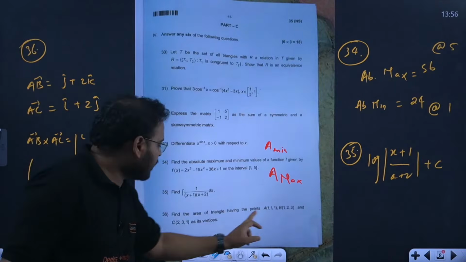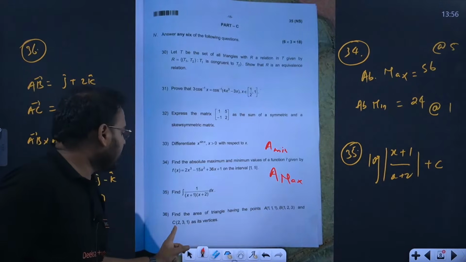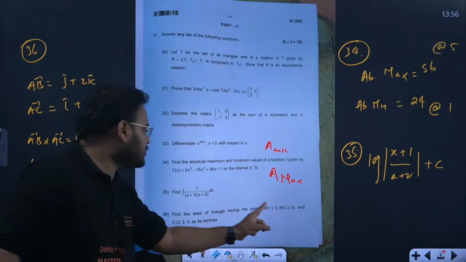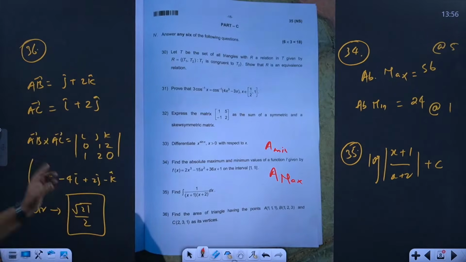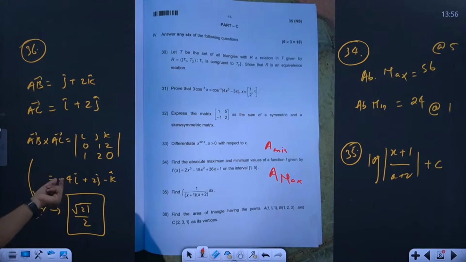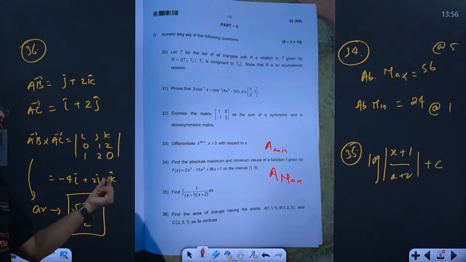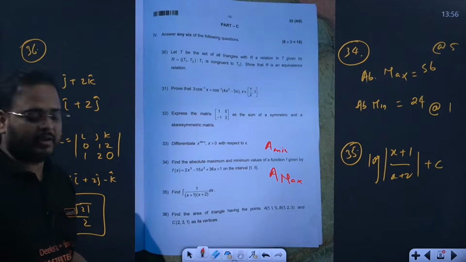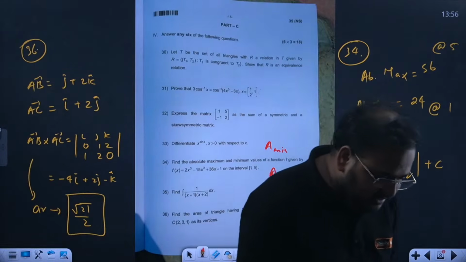For AC, go from A to C. It is 1, 1, 1, 2, 3, 1. So 2 minus 1 is 1, 3 minus 1 is 2, and 1 minus 1 will become 0. We get i and 2j. Solve and find the cross product. Divide by 2 with the modulus. You get answer as root 21 by 2. Check here, this will be 16 plus 4 is 20 plus 1 is 21. Divide by 2 to get the area of triangle. Anybody has doubt in this?